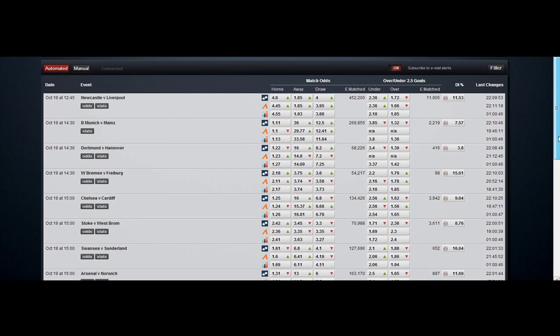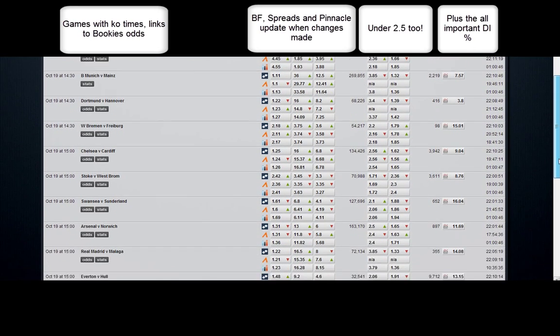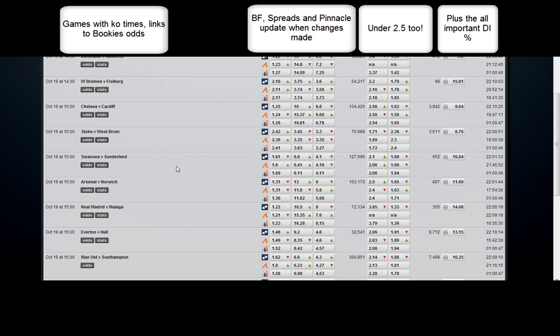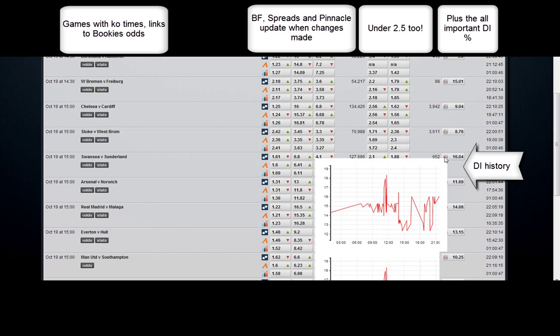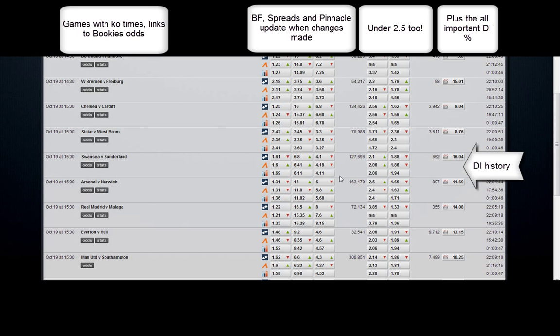And look at this, a typical card on a weekend. You've got all of the games, the draw inflation percentage, and the Betfair, spreads and Pinnacle prices that update when there is a change. You've got the history of the draw inflation.